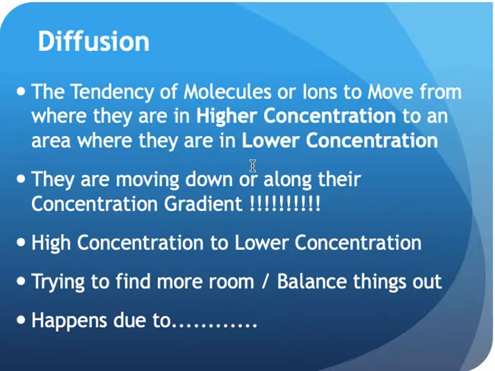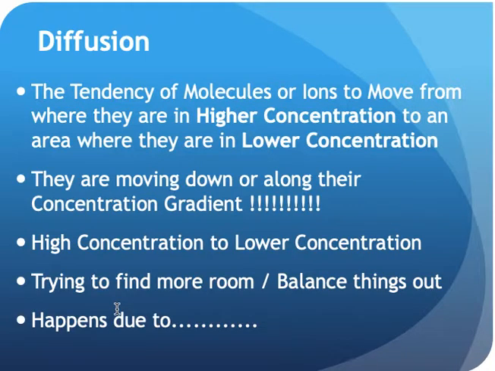And this is what we're talking about when we talk about diffusion. It's the tendency of molecules or ions to move from where they are in a higher concentration to an area where they are in a lower concentration. So they're moving from where there's a lot of them to an area where there's less of them. So this is also going to be termed that they're moving down or along their concentration gradient. Okay, and that's another good multiple choice question. Is it diffusion or passive stuff is going to move down this concentration gradient, and again it's moving from a high concentration to a lower concentration, and again they're basically just trying to find a little more room. They're trying to balance things out on either side.